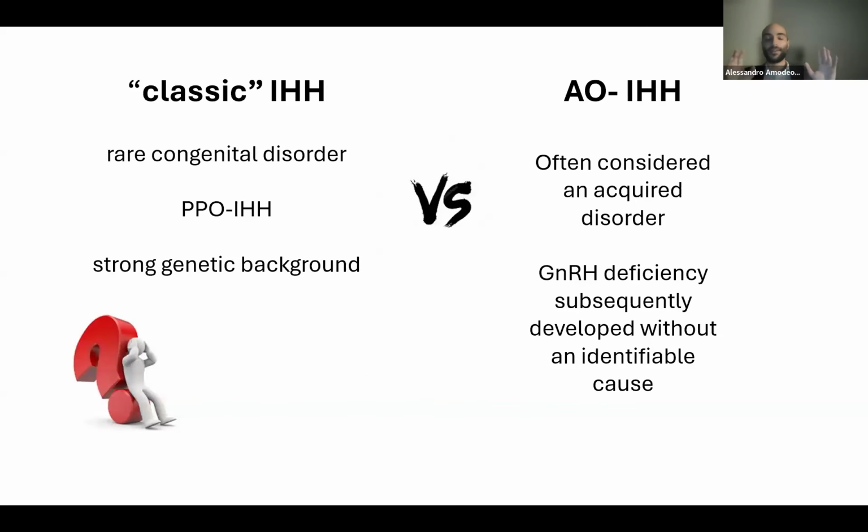But so far, we are apparently faced with two different conditions. Classic isolated hypogonadotropic hypogonadism, a rare congenital disorder with a prepubertal onset and a strong genetic background, and an adult onset idiopathic hypogonadotropic hypogonadism, often considered an acquired disorder, with a gonadotropin releasing hormone deficiency subsequently developed without an identifiable cause. But are they really and always, I should add, two separate entities? This is the question I will try to answer.